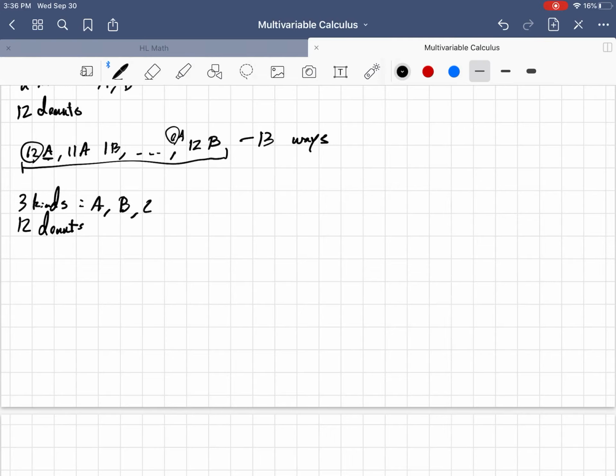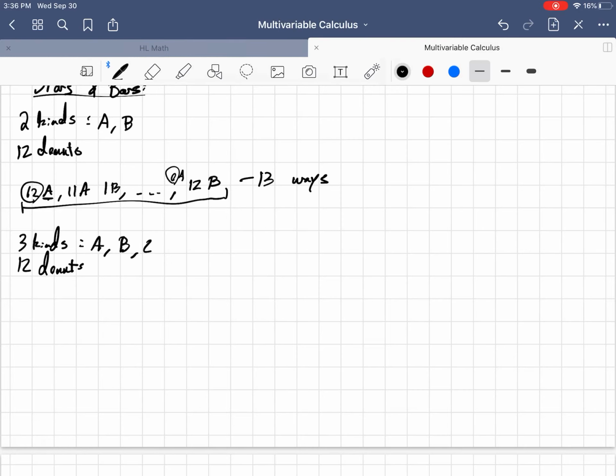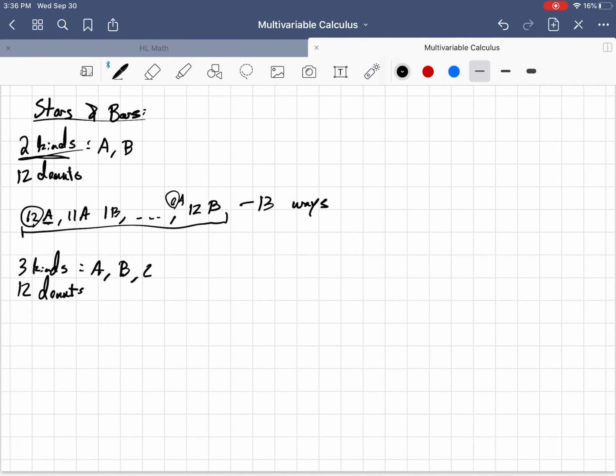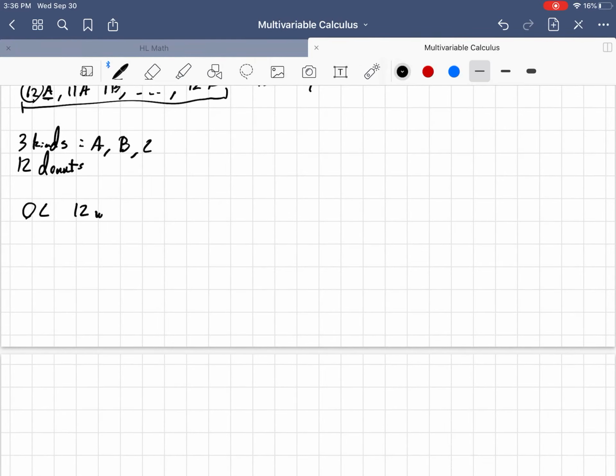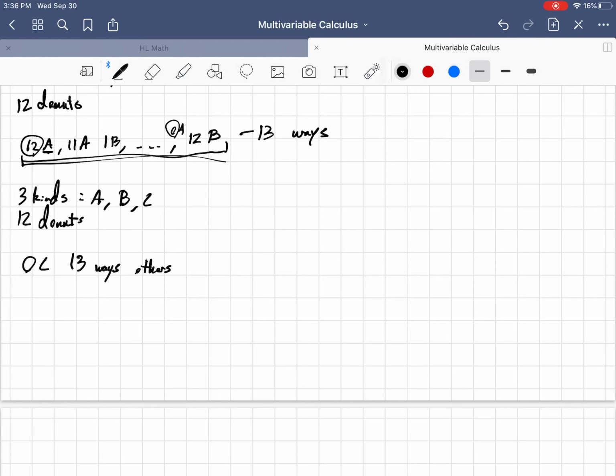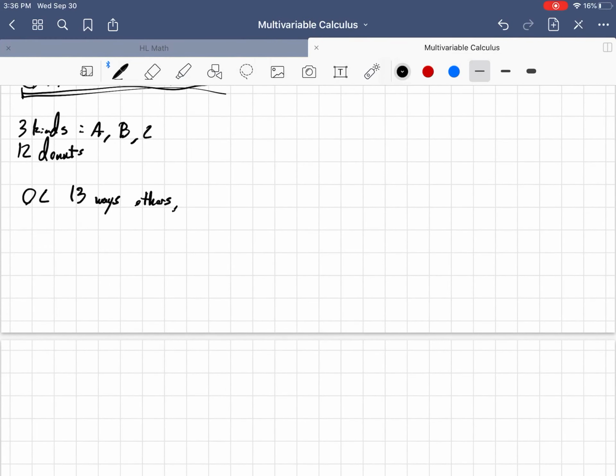So what we can do is start by locking C and then consider what happens with A and B. Because when we lock C, we've reduced it to the two kinds case that we've already handled up here. So when we lock C, we could have 0 of C, in which case we'd have 12 donuts among A and B. And if we have 12 donuts and there's two kinds, we've already shown from above that there's 13 ways, right? From 12 to 0, like how we did up here. So there's 13 ways for the other 12 donuts to be arranged, given that you buy no C donuts.